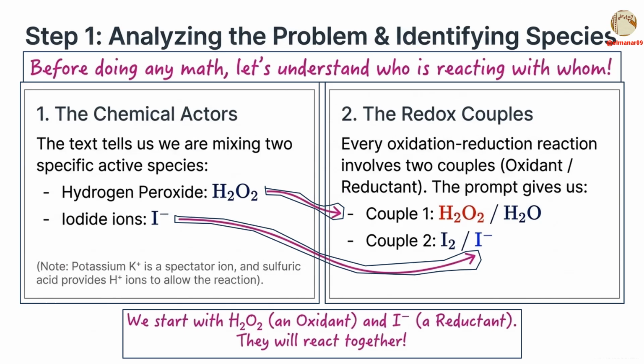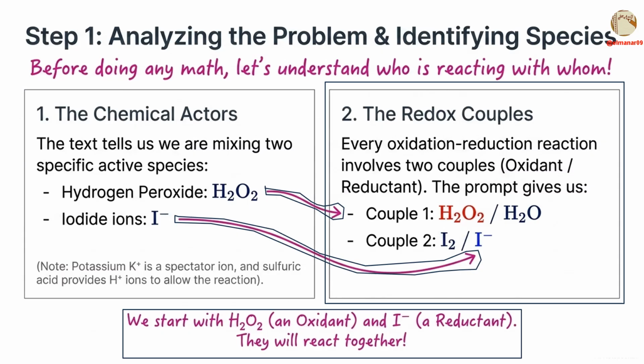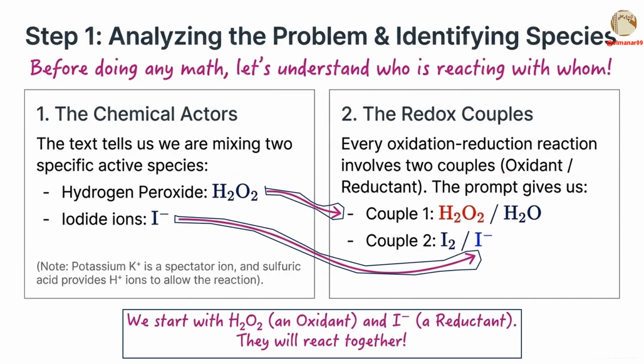Before we dive into calculations, we must understand who the stars of our reaction are. In chemistry, we call them the chemical actors. Based on our text, we are mixing hydrogen peroxide, H2O2, and iodide ions, I-. But wait, these actors don't work alone. They belong to specific redox couples.